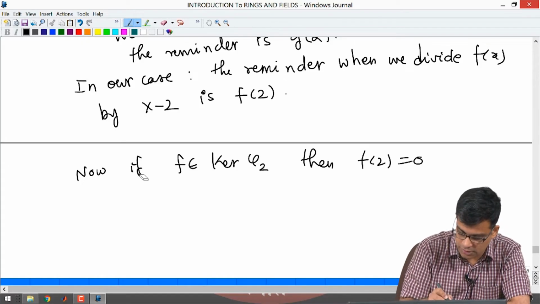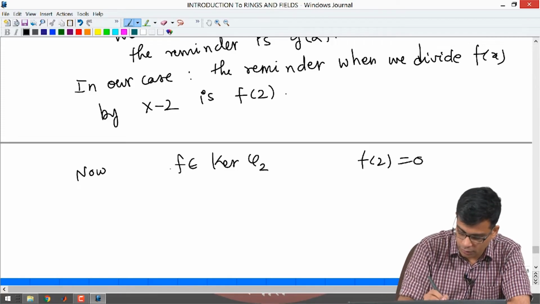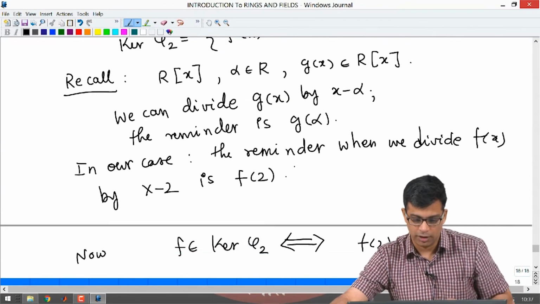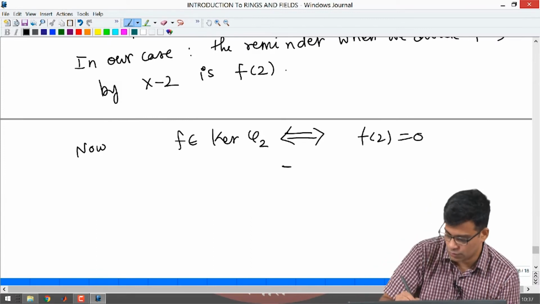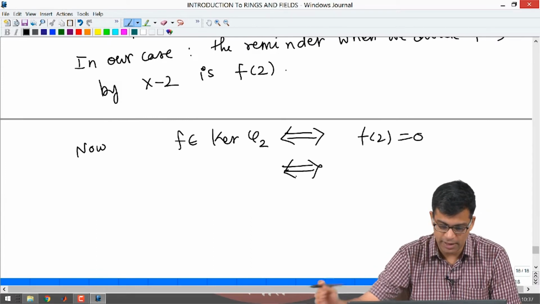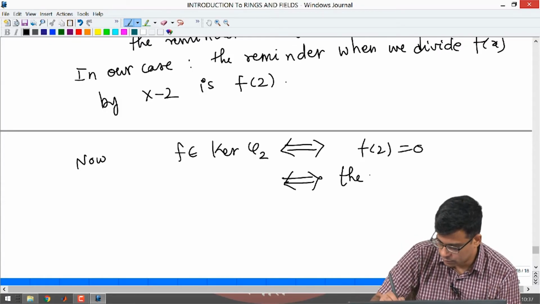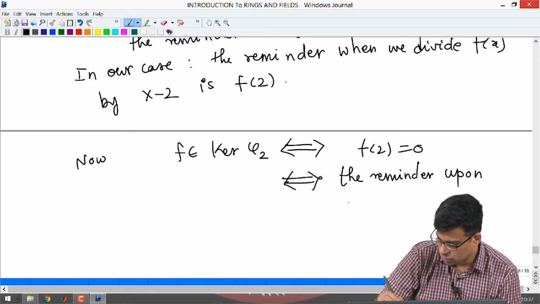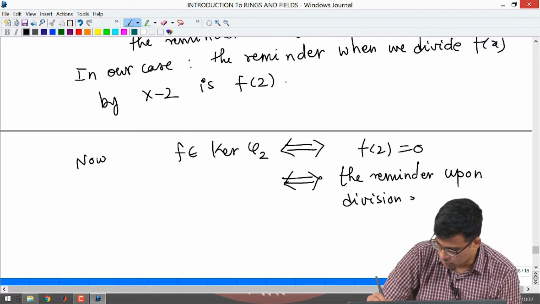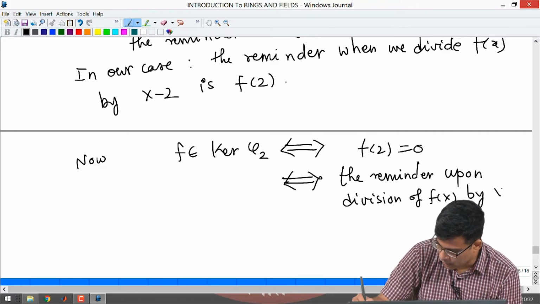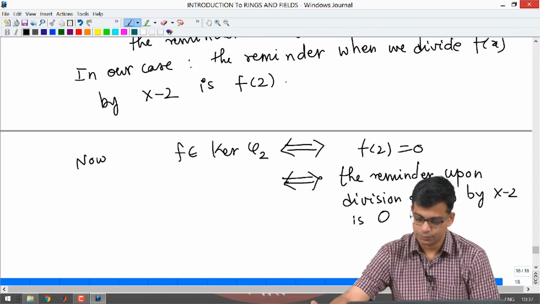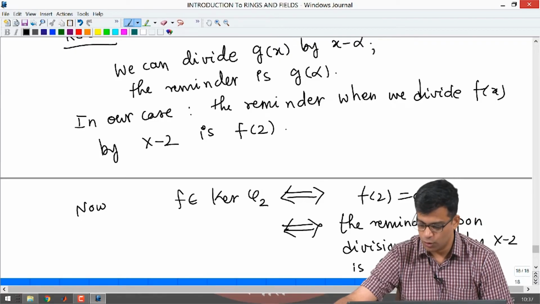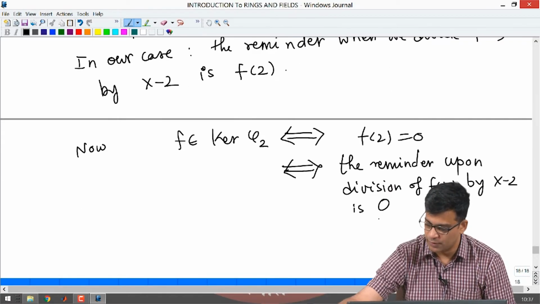So, actually I will write it like this: f is in the kernel if and only if f of 2 is 0, because that is the definition of the kernel. That means this happens if and only if the remainder upon division of f(x) by x minus 2 is 0, right, because f of 2 is precisely the remainder when you divide f(x) by x minus 2. So, f of 2 is 0 means the remainder upon division of f(x) by x minus 2 is 0.